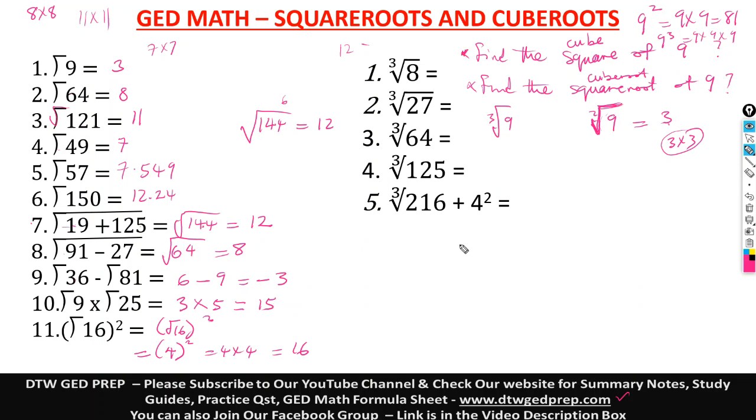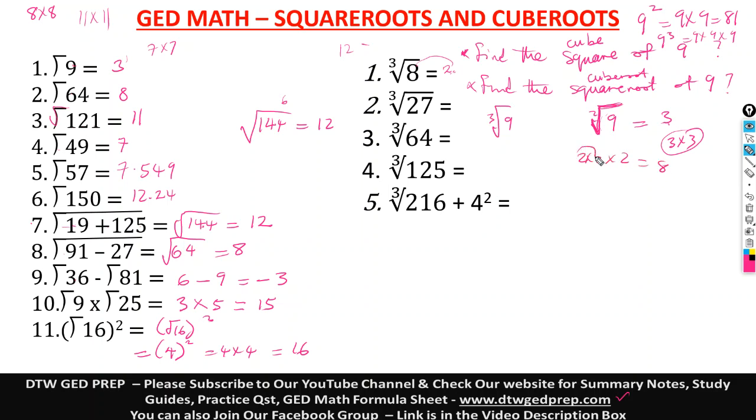Now let's look at cube roots. Here you have the cube root of 8. It's the same logic. Square root, cube root, the same logic. So for cube roots, you are looking for a number that you multiply 3 times. For square roots, a number you multiply 2 times that gives you 9. For cube roots, a number you multiply 3 times that gives you 8. And that is 2, because when you do 2 times 2 times 2, it gives you 8.